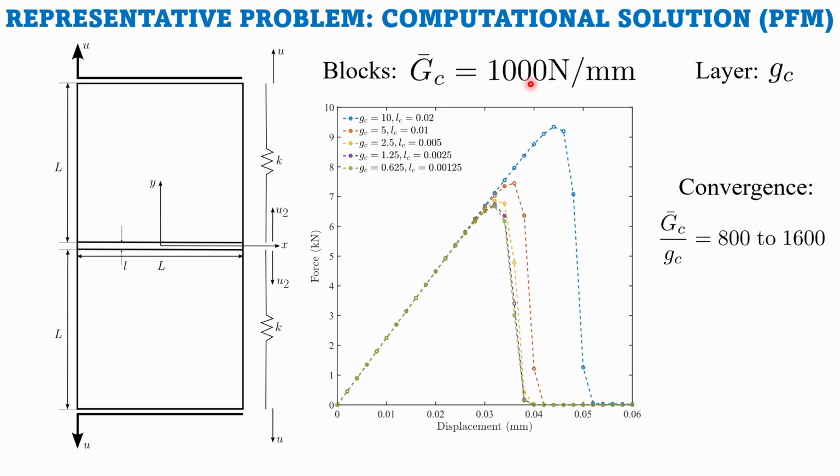You have GC bar as 1000, you take small GC as 1.25 and you divide them, you get a ratio. Again, you take it as 0.625, you divide them, you get another ratio. So in between these, we have convergence in the phase field solution. Whenever you are designing any material for failure which has a weak layer between two rigid materials, you always take into account this criteria.